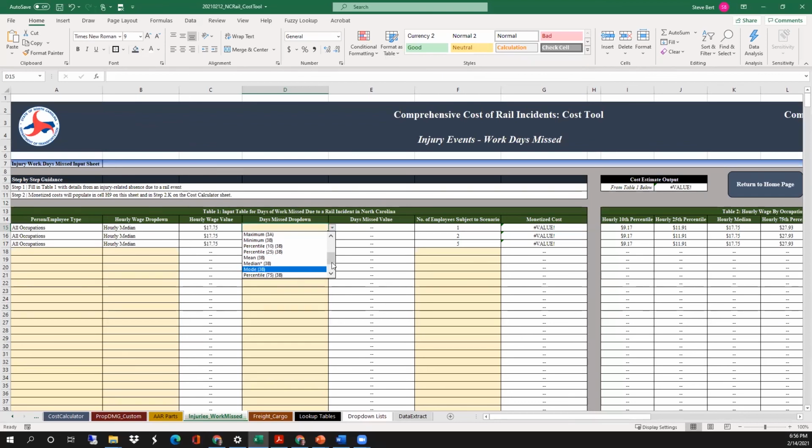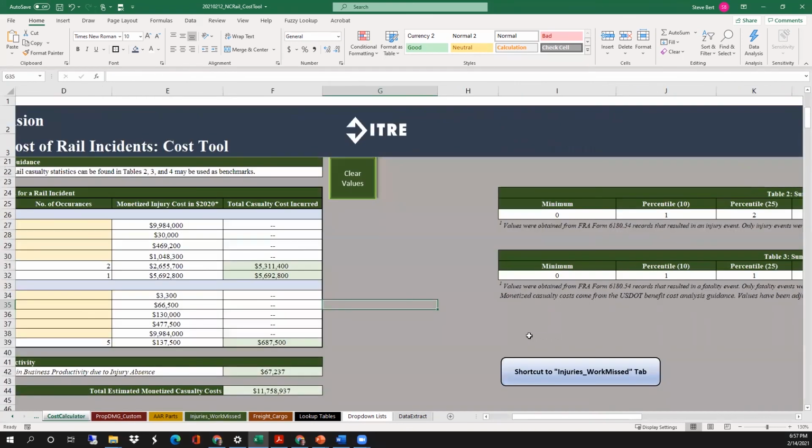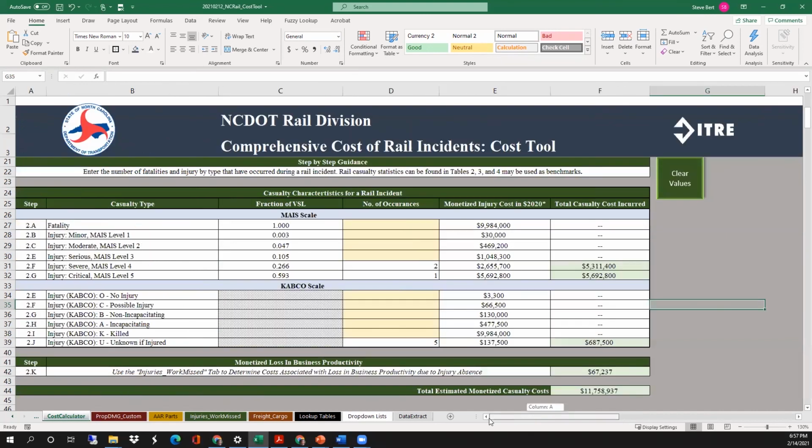For critical, Table B, 90th percentile. For the two severe, Table B, 75th percentile. And for unknown, Table A, median. You can navigate back to the main worksheet. And we now see that the days of work missed have been included.